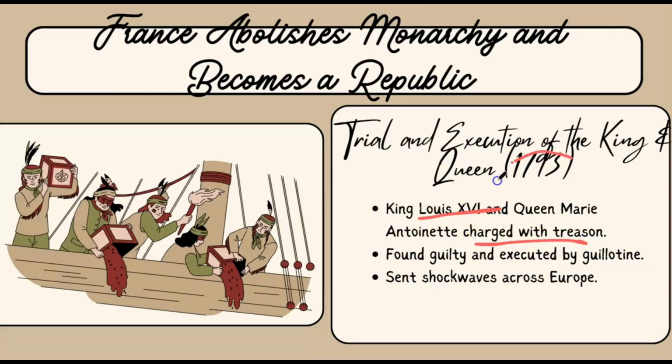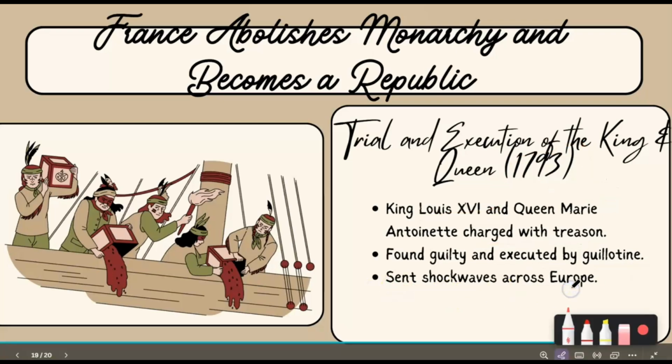In 1793, King Louis XVI was put on trial for treason. He was found guilty and executed publicly by the guillotine. Soon after, Queen Marie Antoinette was also executed. Their deaths shocked monarchies across Europe, who feared that the revolution might spread to their countries as well.